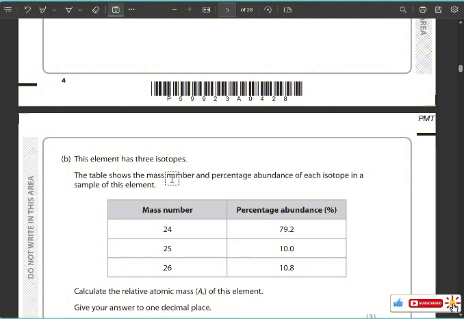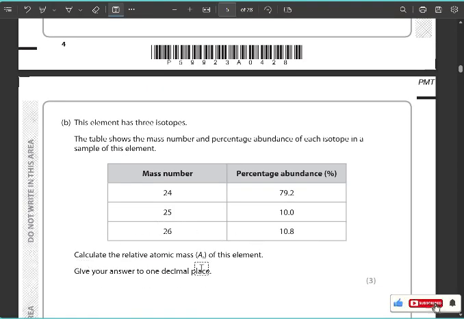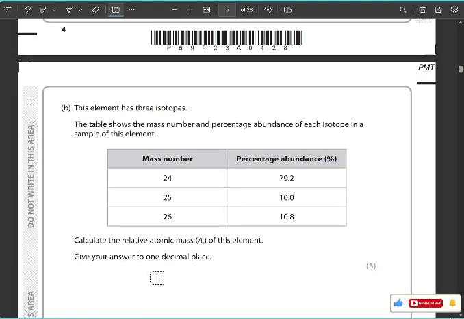This element has three isotopes. The table shows the mass number and the percentage abundance of each isotope in a sample of this element. Okay. Calculate the relative atomic mass of this element. Give your answer to one decimal place.